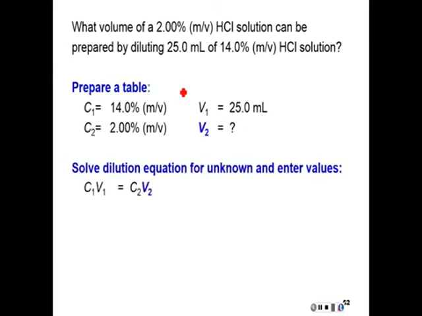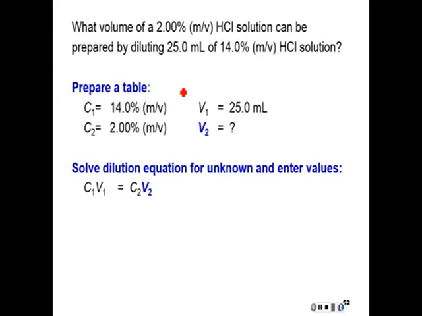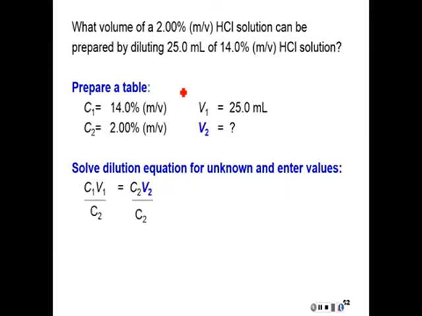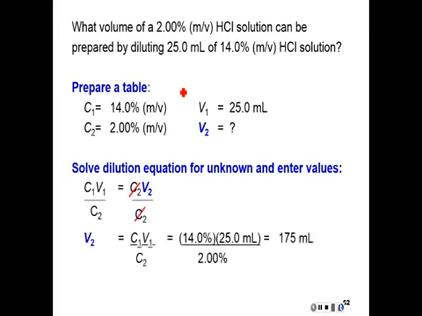So here's my formula. I'm going to solve it for my unknown by dividing both sides by C2. So that'll cancel out there. Then I'm going to plug in my values. And what do I get? I get exactly what I predicted.